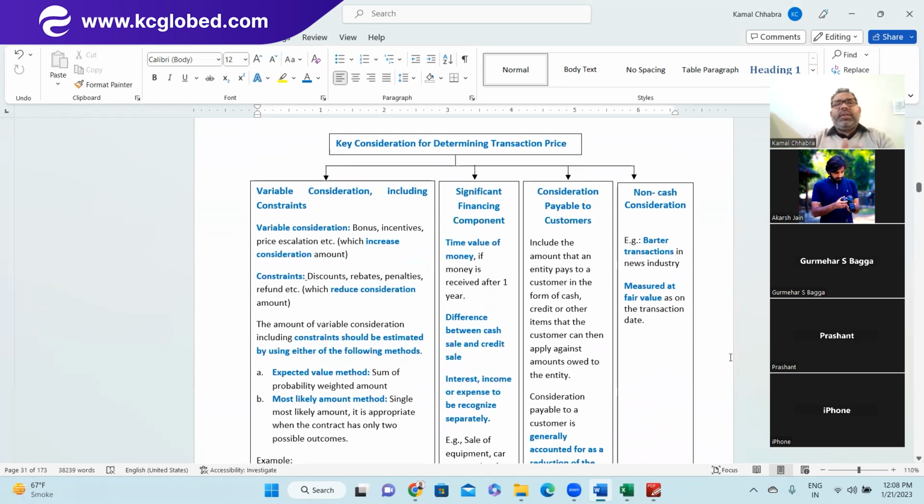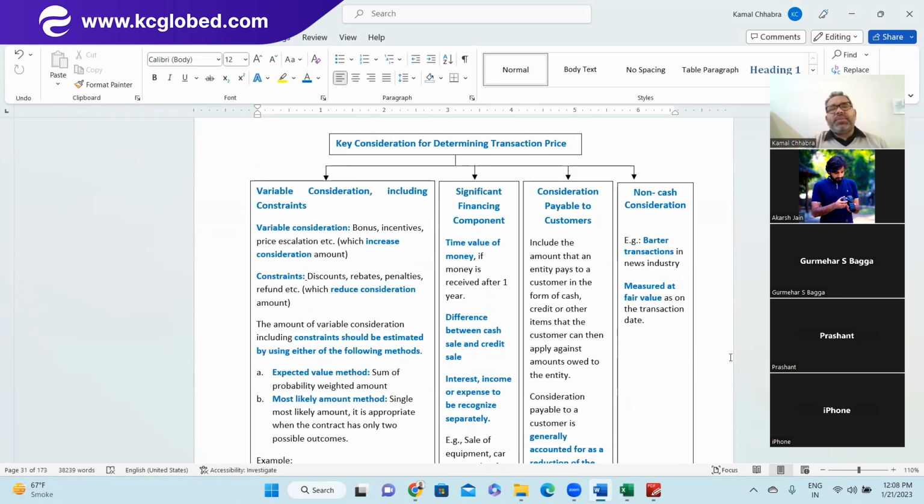In this particular video, I'll be walking you through in detail step 3 of the 5-step model, that is, the key considerations of determining the transaction price. So let's dive in to understand in more detail how to identify and determine the transaction price.